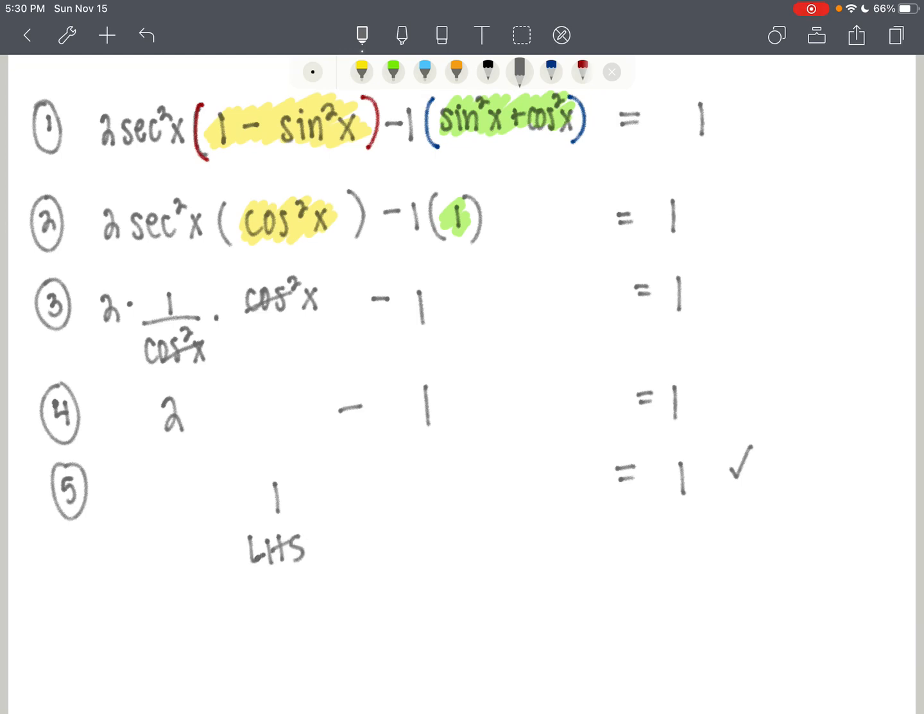So the left-hand side is now identical to the right-hand side. So don't stop short at step 4. You got to go all the way to step 5 and show that 1 equals 1.